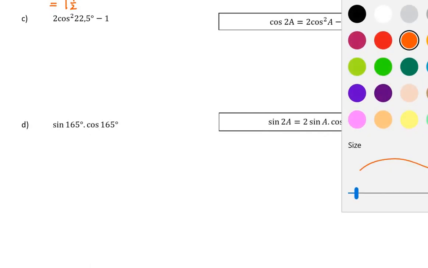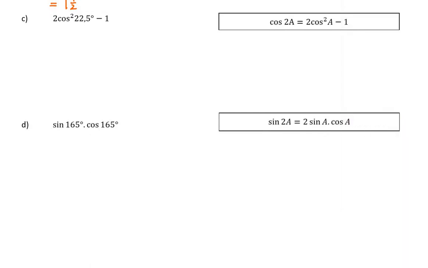Next question says 2 cos squared 22.5 minus 1. You get very used to that: 2 cos squared minus 1, and I immediately think cos double angle. So here 22.5 is the A value, so it's cos of double 22.5. And double 22.5, you also get used to these kinds of values because they come up a lot, is 45. And cos of 45 is root 2 over 2.